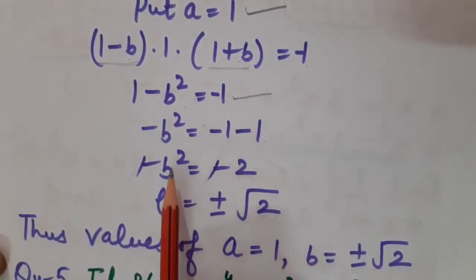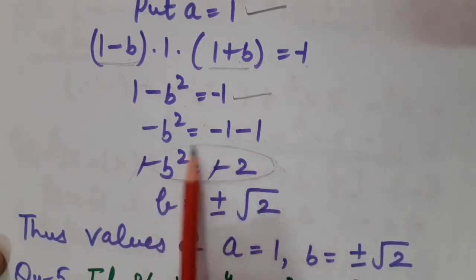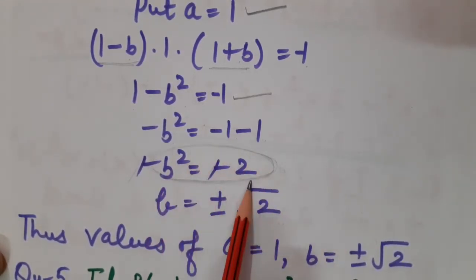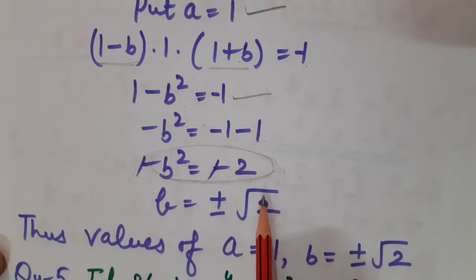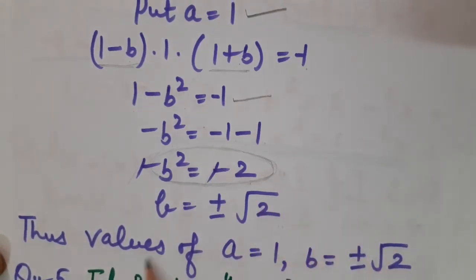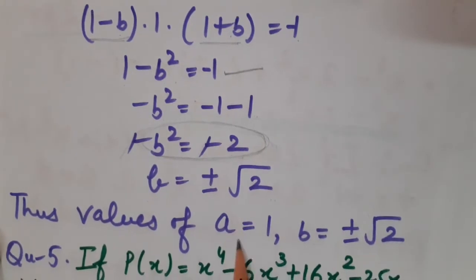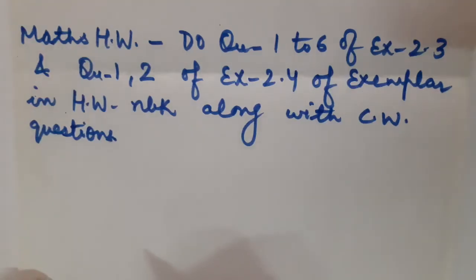Why plus minus? Because this is a quadratic polynomial actually. The quadratic equation it is. And for a quadratic polynomial, you know that there will be 2 roots existing. So thus the value of a is equal to 1. And what would be the value of b? b is equal to plus minus root 2. Clear, children?